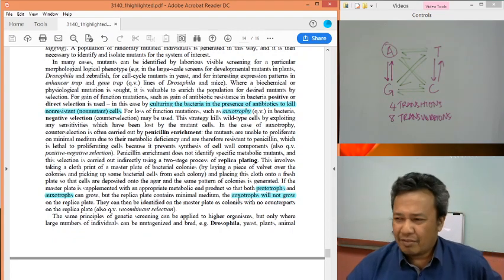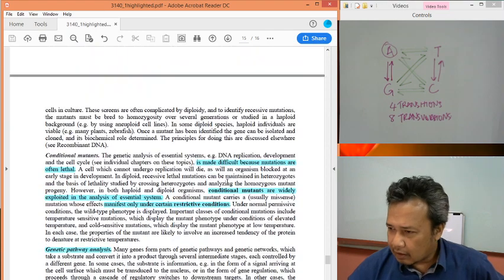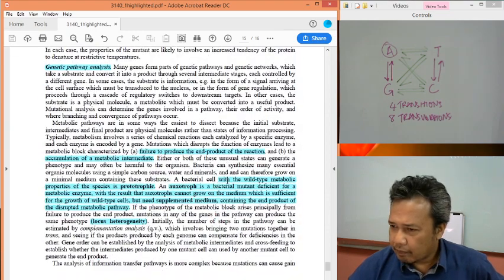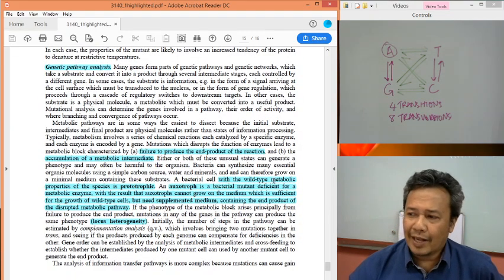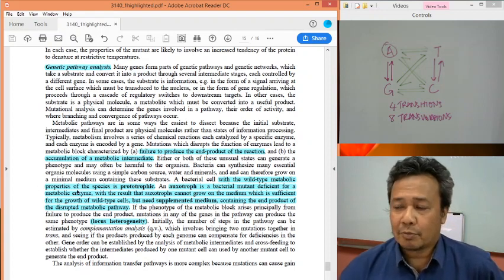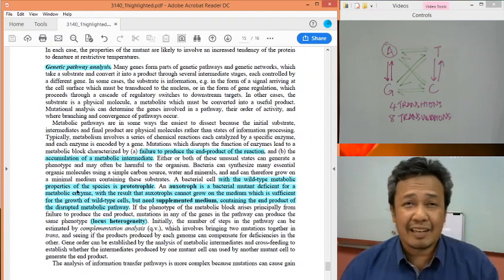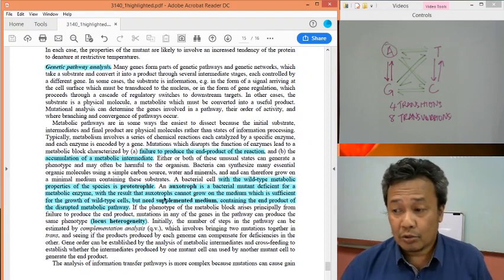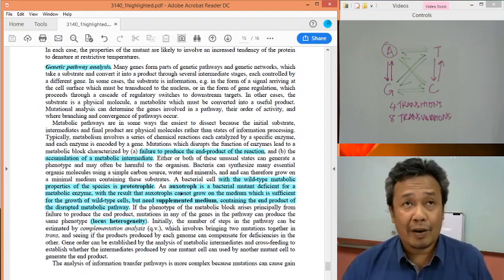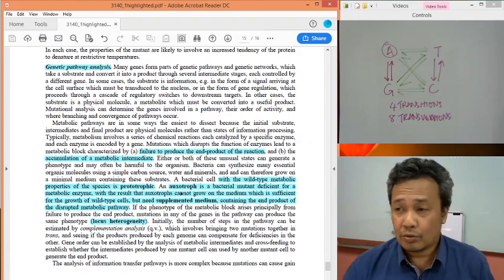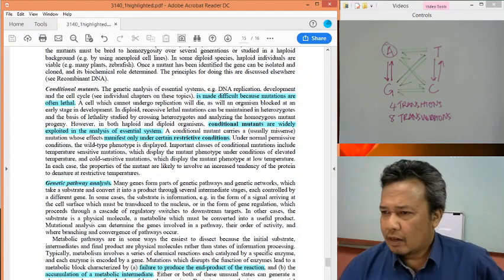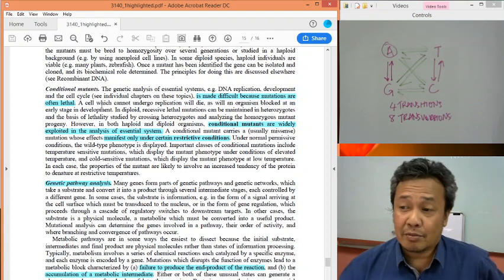Here you go. A bacterial cell with the wild type metabolic properties of the species is a prototroph. That means it can do anything, so it can live in minimal medium. Whereas auxotrophs are mutants that require supplements to live. And then you read that this one is conditional mutants.